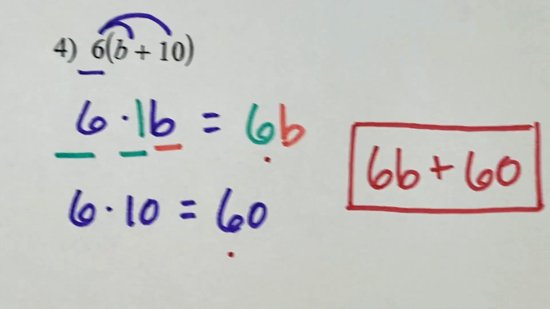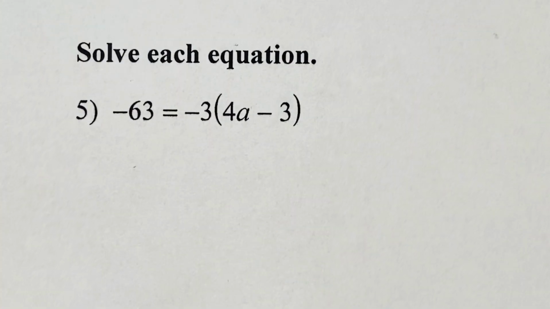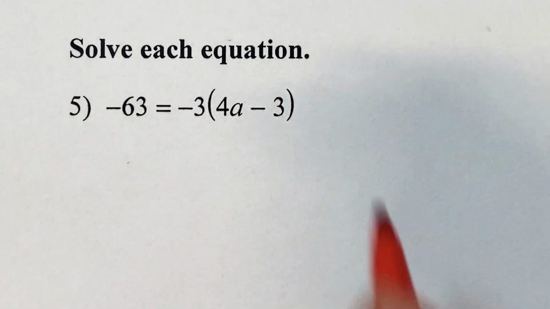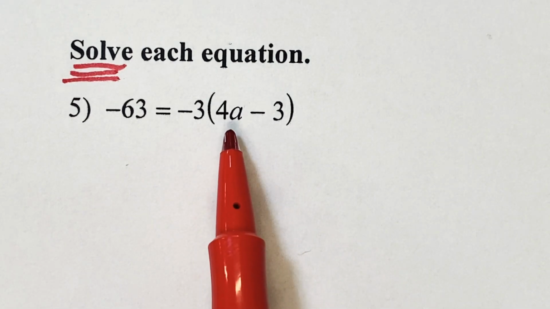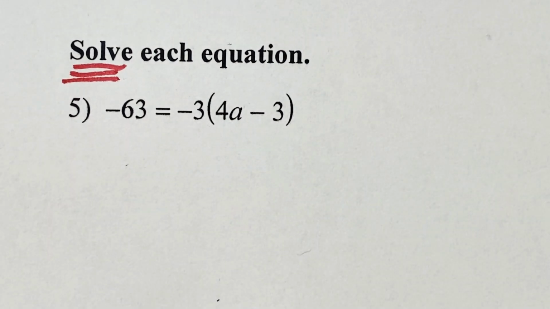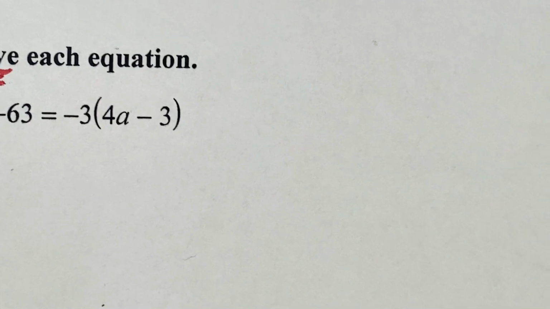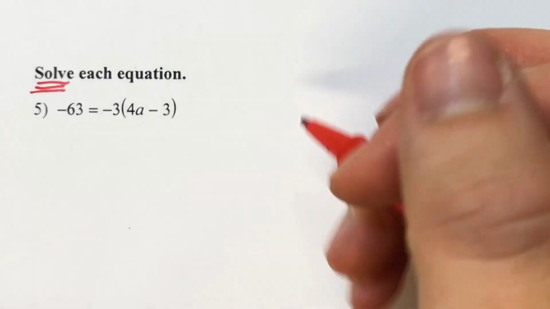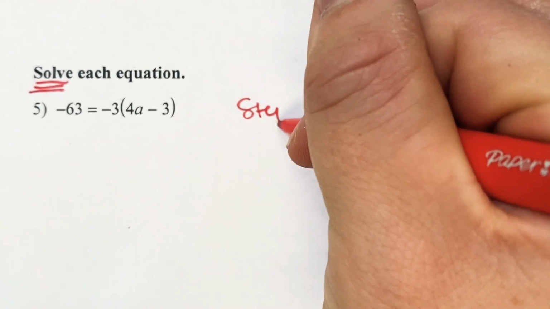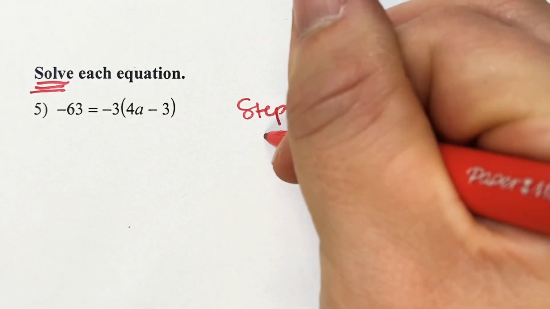Okay, for our last two examples, notice that we're not simplifying anymore. Now we are solving. Okay, meaning we should get an answer. We're trying to figure out what number this variable represents, okay? So let's write down our steps for solving really quick. So let me zoom out a little bit. Okay, and we're gonna write steps for solving.